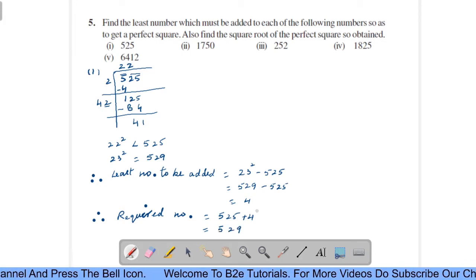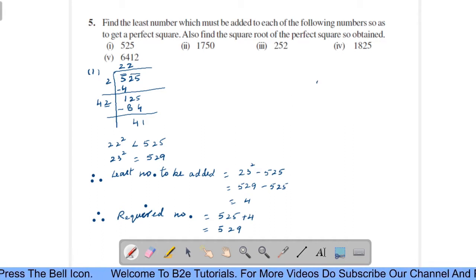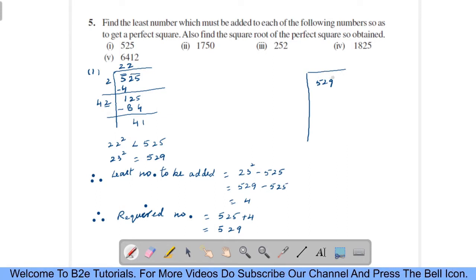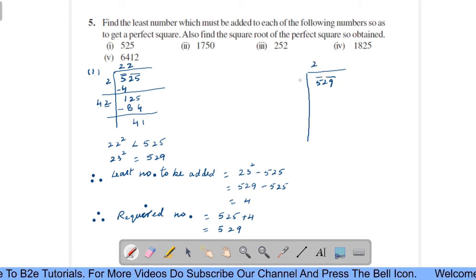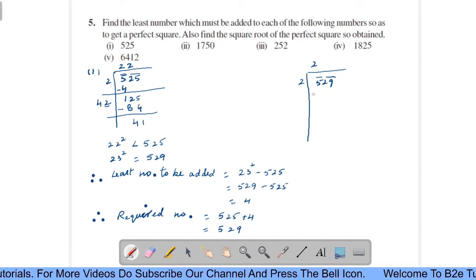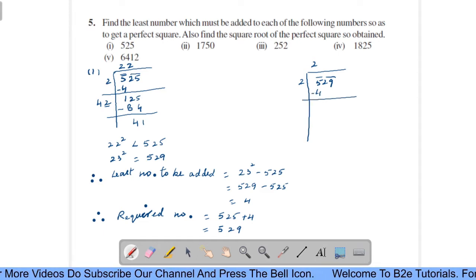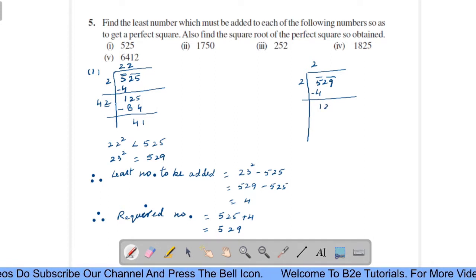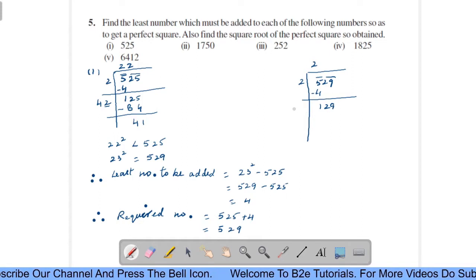Now let us find out the square root of this number, 529. Make pairs from right hand side. How many times will it go? 2 times. 2 times 2 is 4. Now subtract it. You will get 5 minus 4, 1. Then bring down the second pair, that is 29. Now 2 plus 2, it is 4.